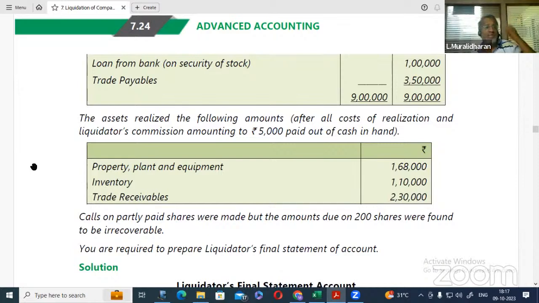The assets realize the following, after all costs of realization and liquidator's commission amounting to rupees 5,000 paid out of cash in hand. Property, plant and equipment 168,000. Inventory 110,000, trade receivable 230,000. Calls on partly paid shares were made, but the amounts due on 200 shares were found to be irrecoverable. You are required to prepare the liquidator's final statement of account.